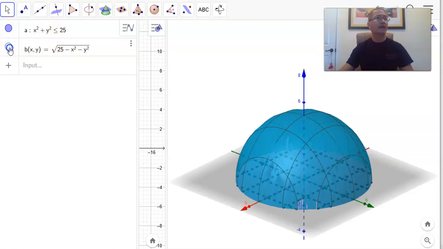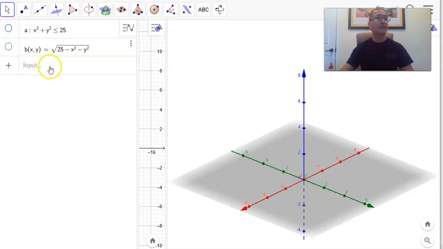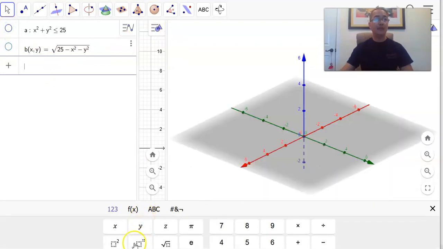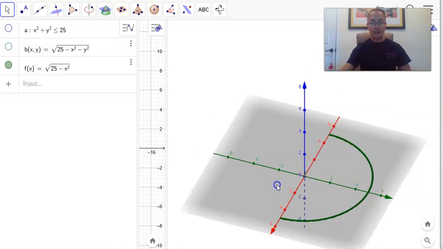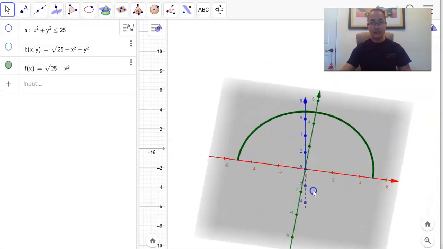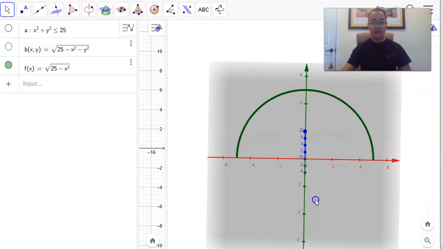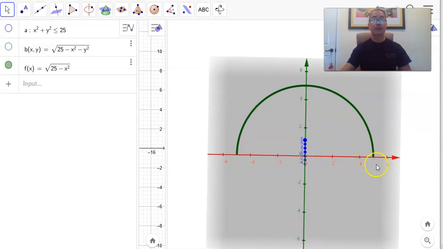As a matter of fact, let's go back down to 2 dimensions. If you input square root of 25 minus x squared, there it is. Okay, we don't even have to go back down to 2 dimensions. That should be a familiar looking graph from algebra, pre-calculus. That is the upper half of x squared plus y squared equals 25.